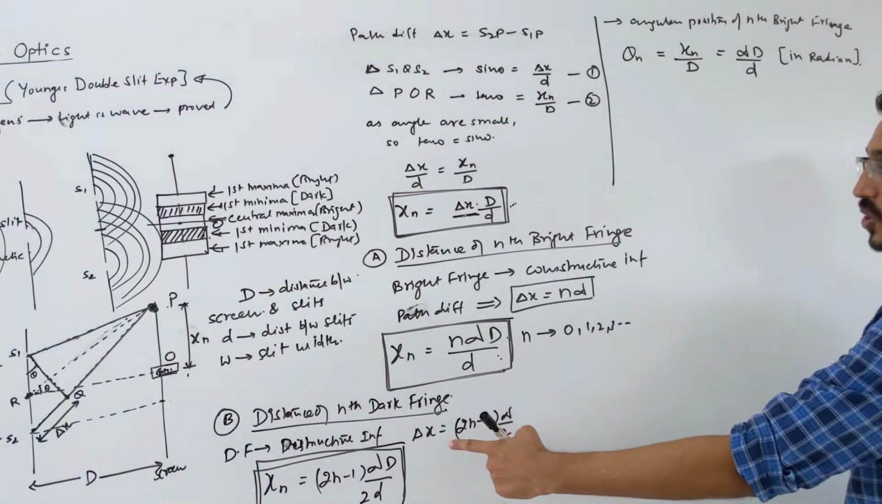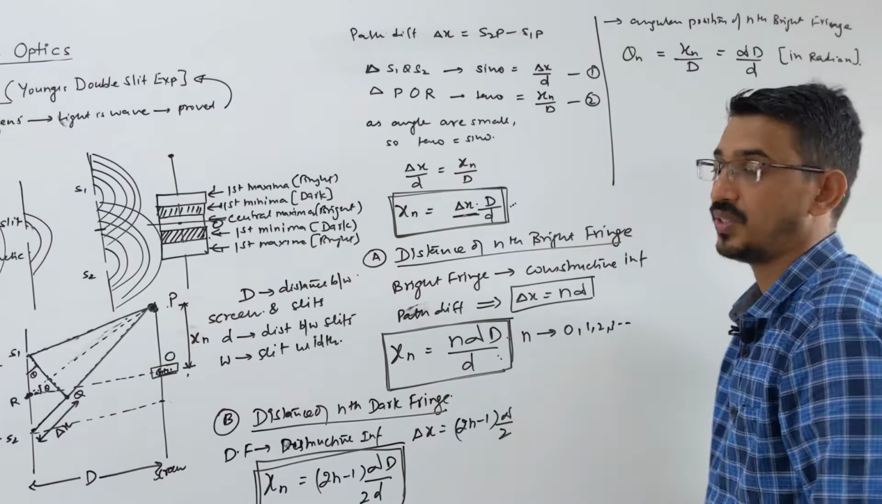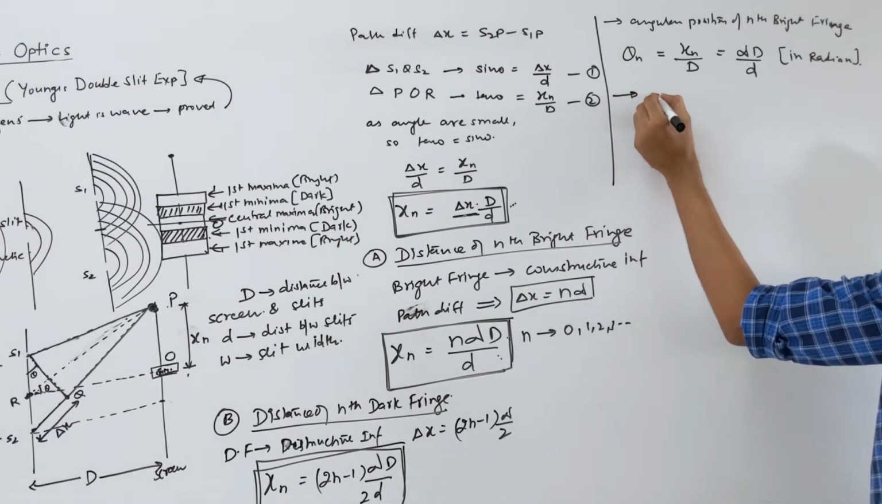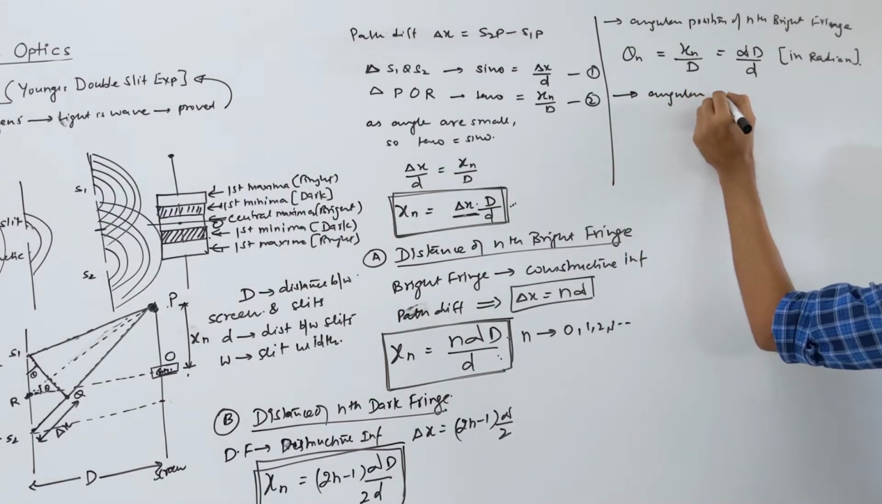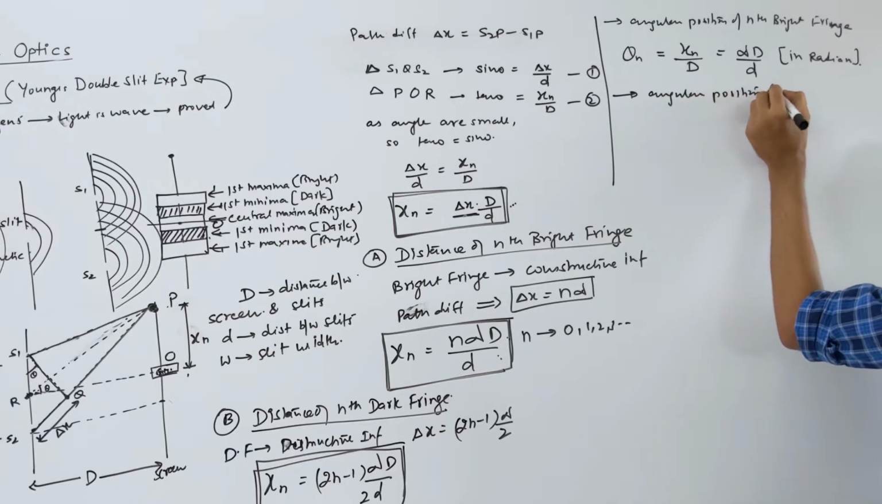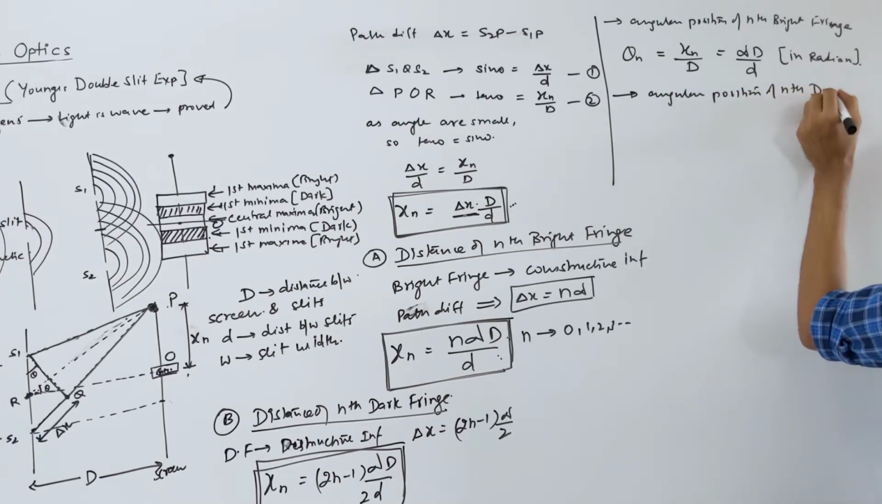Exactly the same way, they can ask you the angular position of the nth dark fringe. So same, if you want to answer here, angular position of the nth dark fringe.